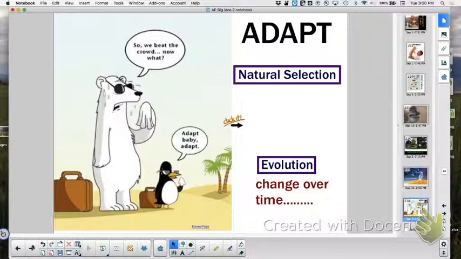Natural selection is the what for evolution? Can you give me one word? Mechanism. Mechanism for evolution. Are there other mechanisms for evolution besides natural selection? Yes. Tell me. Adaptation. What else? Small population size, non-random mating, mutations, gene flow. Good.